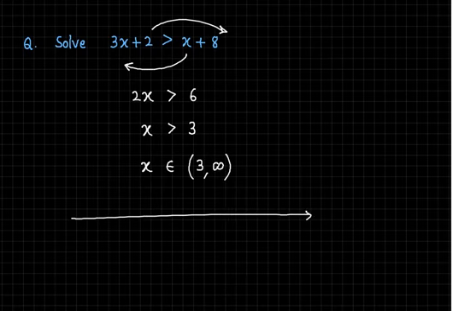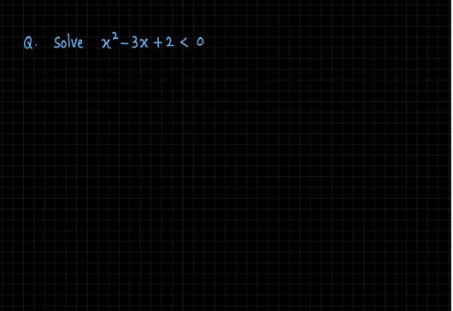So if you want to show this on the number line, 3 is not to be included, therefore we have to draw a hollow circle at 3, but the entire region to the right side of 3 is to be included till infinity. Okay, so that's the graphical representation of the solution of this inequality. Let's see one more question.